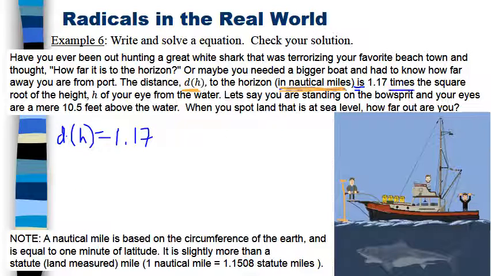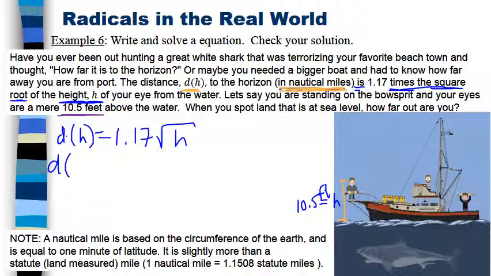1.17 times the square root. So we need the square root of the height. So this is h here, right? Okay, so if we know that we are 10.5 feet above the water, so that means h here is 10.5 feet. So we can just plug that into h, right? So h becomes 10.5. So now we want to know d of 10.5. And so that should be equal to 1.17 times the square root of 10.5.